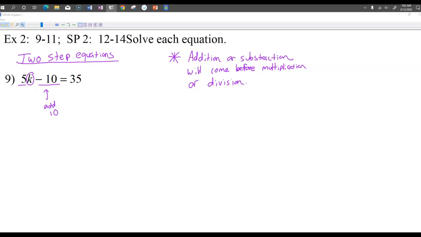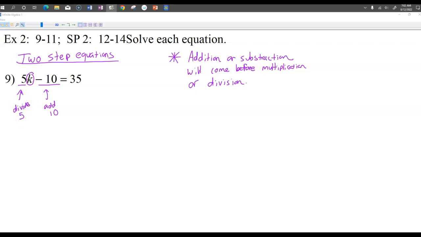But what about the 5? What's the 5 doing to the k? Well, since it's right next to it, that means it's being multiplied. And the opposite of multiplication is division. So to get rid of that 5, I'm going to do the opposite of multiplication, which is divide by 5.